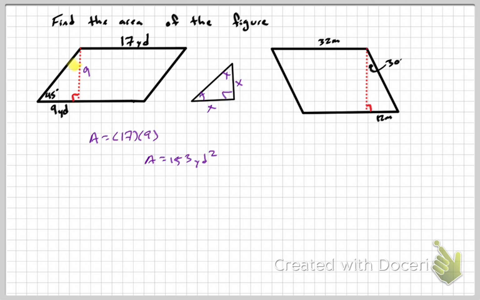Same concept with our figure on the right. We have 32, which means this bottom part here is 32. We have a 30-degree angle at the top, which means this is 60. So this is a 30, 60, 90. Whoop, terrible drawing. Sorry about that.